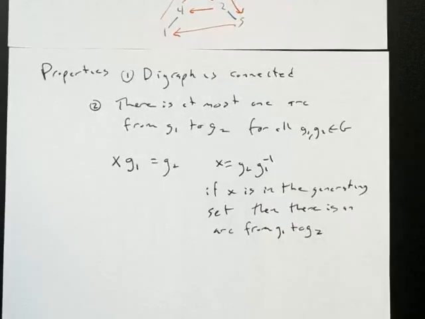If X is in the generating set, if I want to get from 4 to 5, I've got to use 1. 1's not part of our generating set. We were generating with 2 and 3, which means there's no arc from 4 to 5. If there is an arc, then this element is in my generating set. Why can't there be more than one arc? Because that solution is unique. Otherwise, we wouldn't have unique inverses. We're in a group, so we have a unique solution.